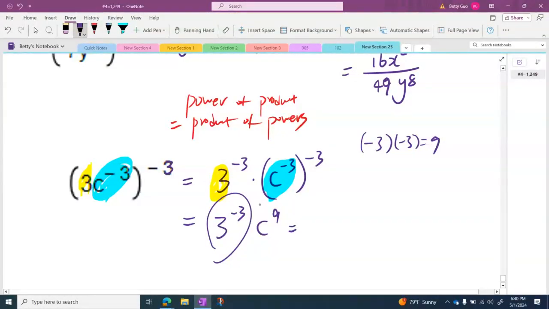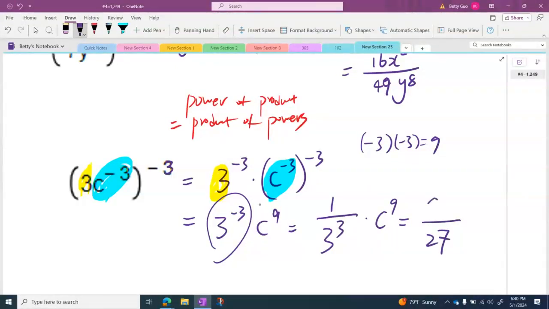And how do we know 3 to the power of -3 equals 1 over 27? I'm not sure if your scientific calculator could help you. If it does, figure it out. 3 to the power of -3 is 1 over 3 to the power of 3, and that is 1 over 27. So 27 is on the bottom, c to the power of 9 is on the top.